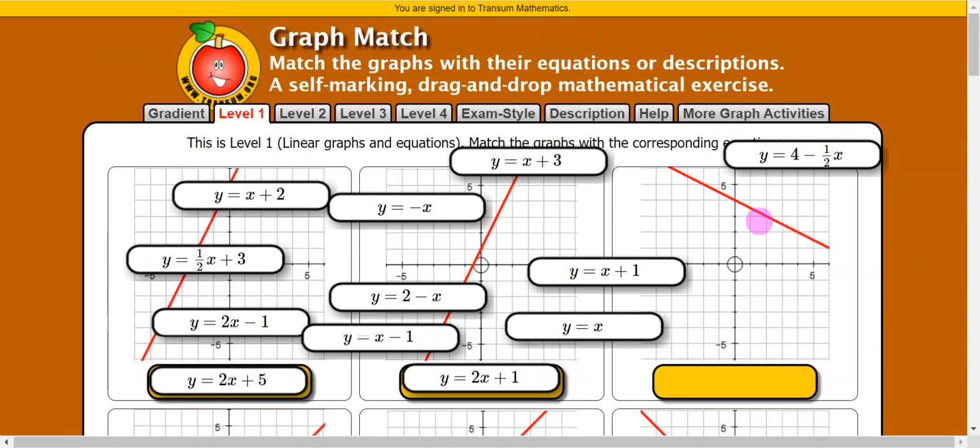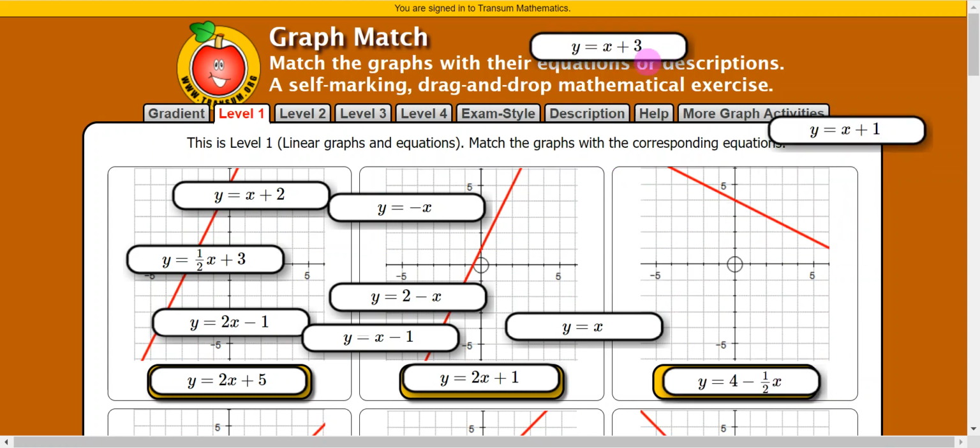But let's just check. It is a run of 2 and a drop of 1. So it's negative 1 over 2. So that's why that one is the correct answer for that particular one.